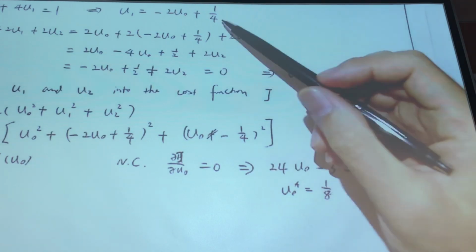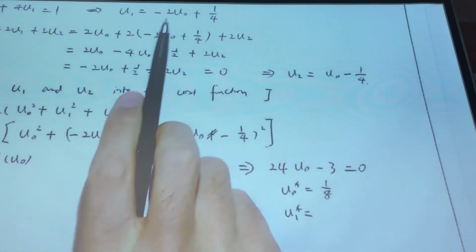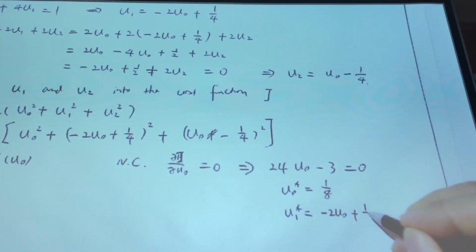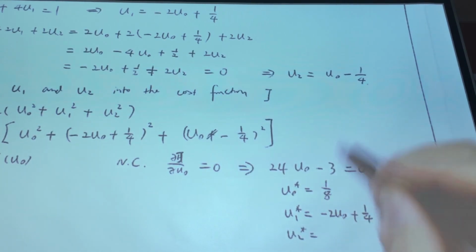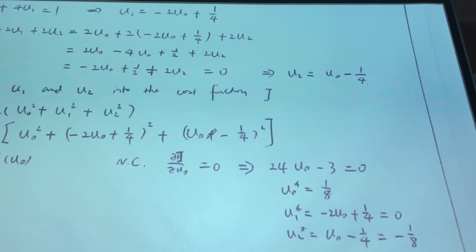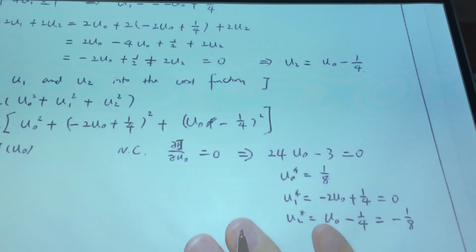By using this equation, you can determine u1. So u1 is given by minus 2u0 plus 1/4, which will be 0. And u2 star is given by u0 minus a quarter, so it's minus 1/8. So you get the same solution.